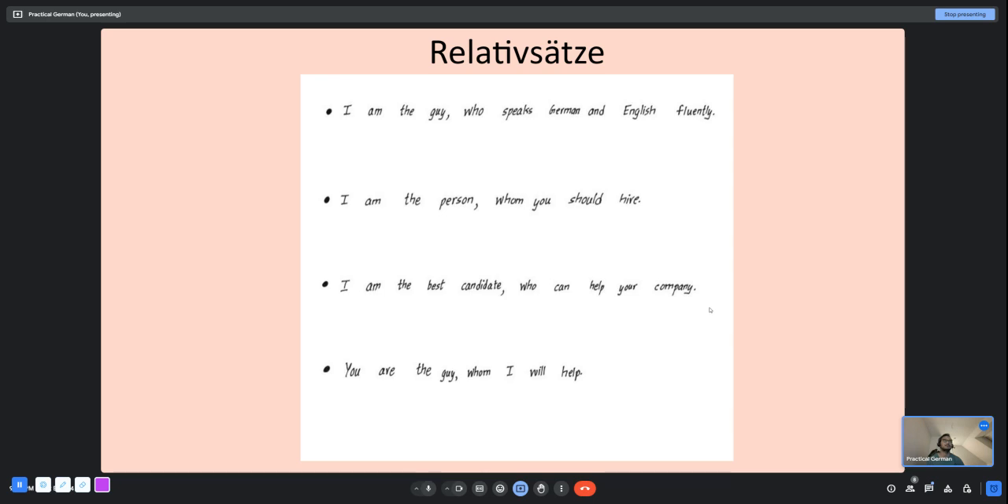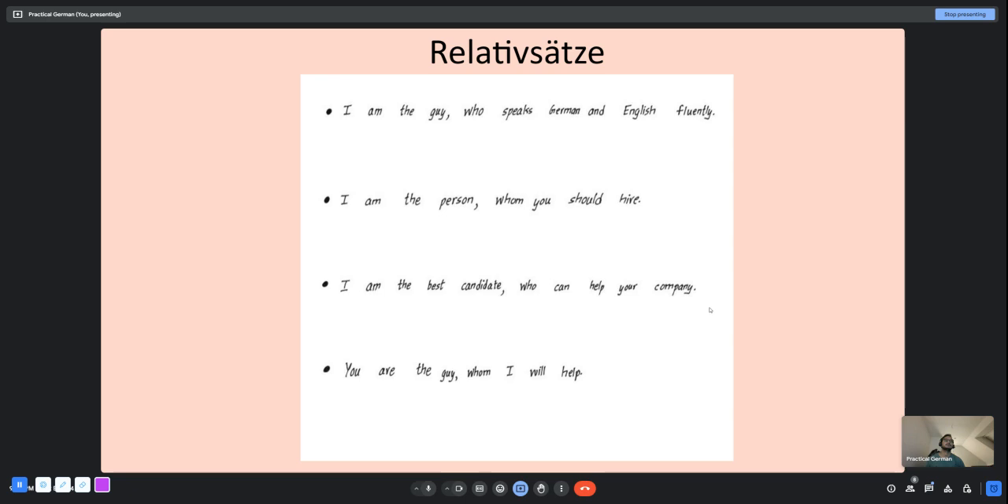Next sentence. One doubt. Why you said here, ich bin the best candidate, right? That was what you meant, right? Yeah, ich bin der beste Kandidat. I mean, if I'm talking about myself, let's say if I'm a woman, I will say ich bin die beste Kandidatin, die eure Firma helfen kann. If I'm a woman, yeah.